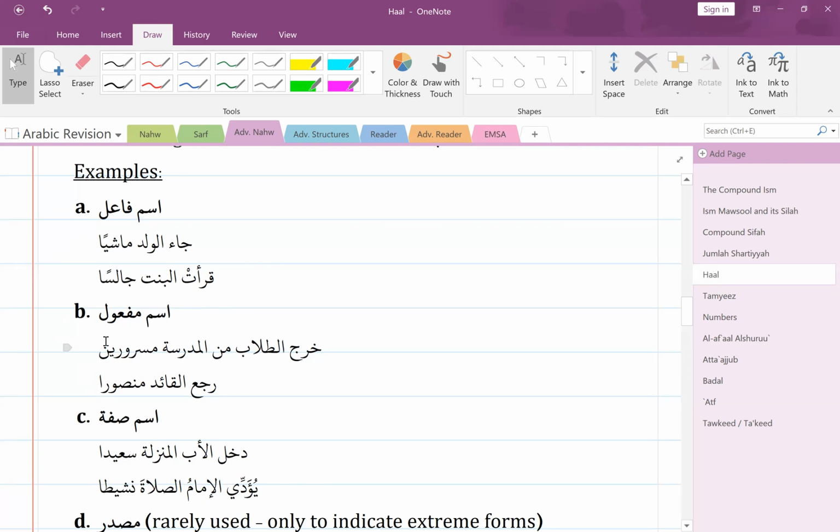قرأت البنت جالسا. The girl read while sitting, or while seated. So the girl read while sitting, or as she was sat down, which is a very long sentence. You can just say while sitting or while seated. That would be your hal there. And you can see it matches. Oh, it's supposed to match here.